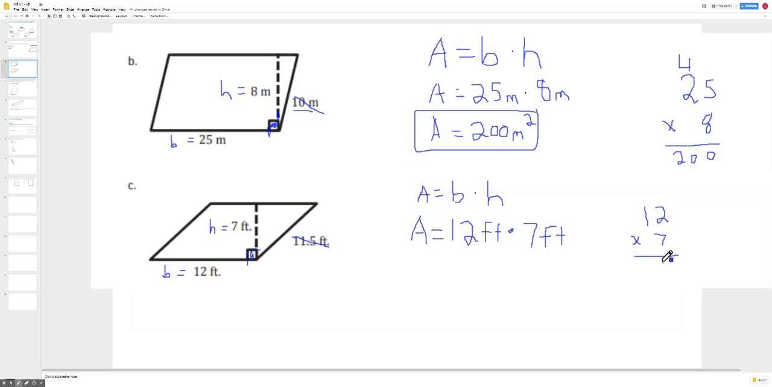7 times 4 is 28, carry the 2. 7 times 1 is 7 plus 2 is 9. And so we have 84. So the area is equal to 84. And of course, what we're talking about here is feet squared. All right, so there we go. That's basically all you need to do to find the area of a parallelogram. It's very similar to finding the area of a rectangle, except we don't have right angles. We have to find one.